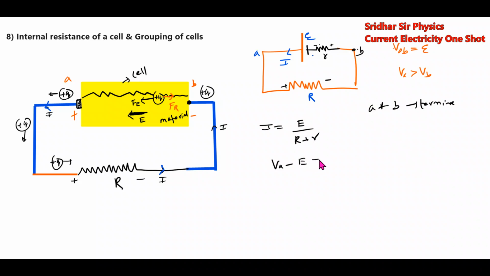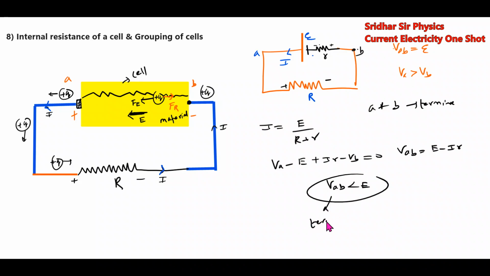VA minus E plus Ir minus VB equals 0. So VAB is equal to E minus Ir. So what is the terminal voltage? It will be less than the applied EMF. This is the formula. So of all the power generated, a part will be dissipated across this resistor, and the remaining will be across the cell itself.